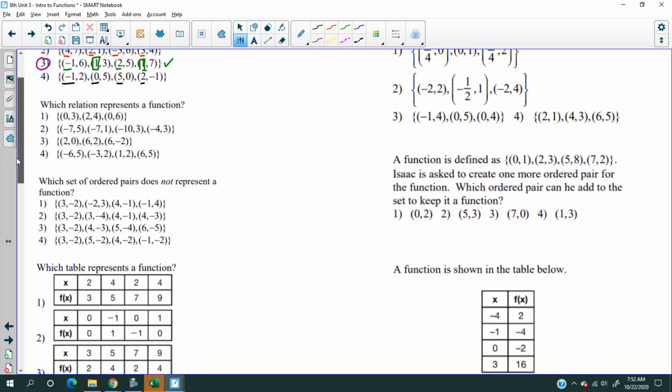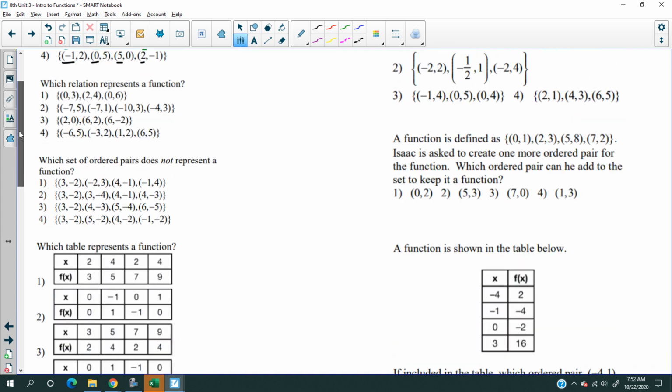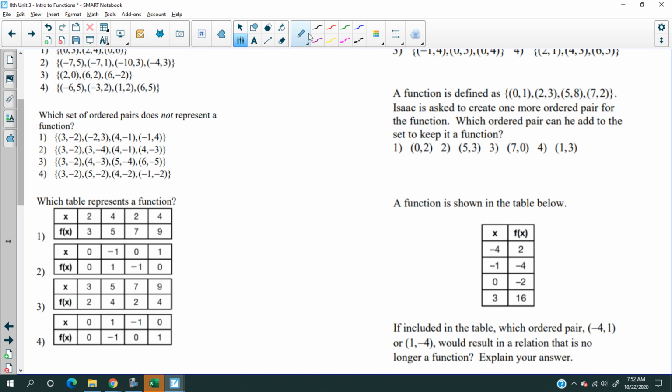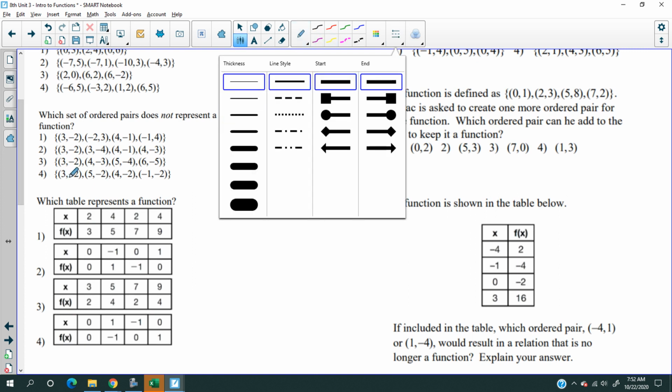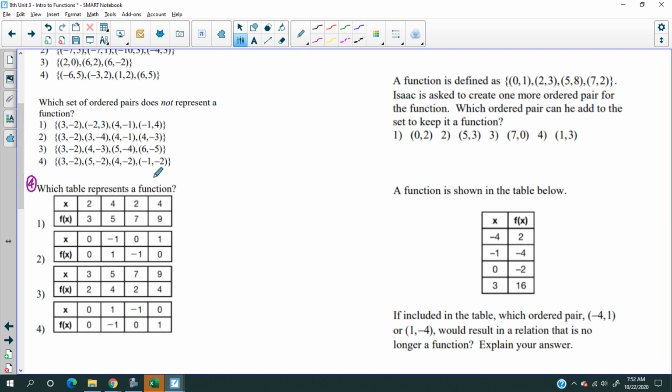Now, let's look at number 4 here. Is this number 4? Yeah, that's number 4. So which table represents a function? So look at this. Now, this is not straightforward, but don't get thrown off. This is what you do. You literally just write it out, because here you've got x and then y, because that's what f of x is. Remember that? So I'm just going to write it out.